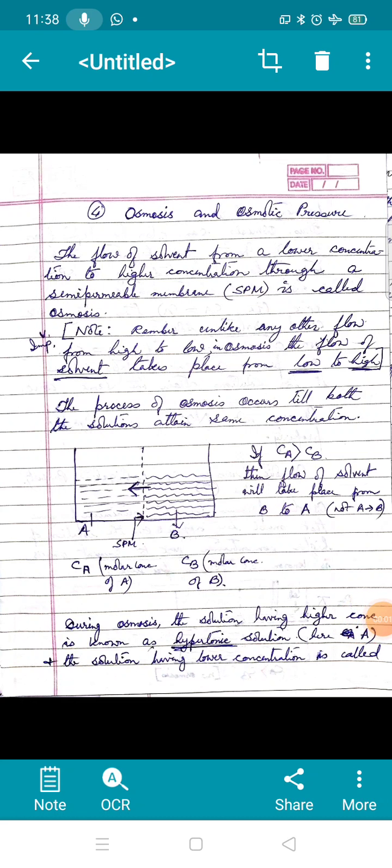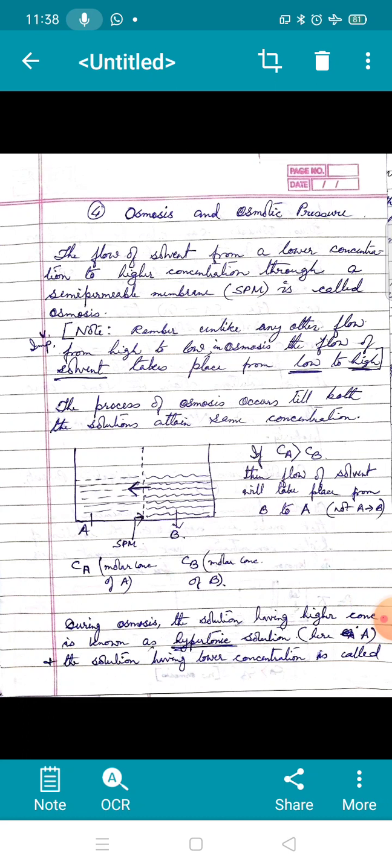Hello students, today we are going to discuss osmosis and osmotic pressure. I think all of you know what osmosis is. Osmosis is the flow of solvent from a lower concentration to a higher concentration through a semi-permeable membrane.